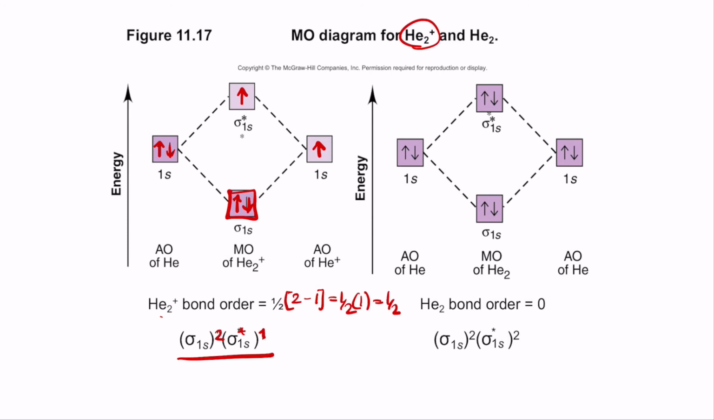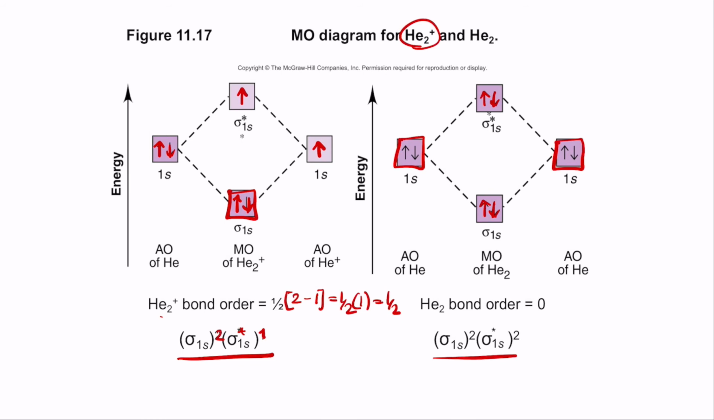When you write the same for helium, we have 2 electrons on each of them, and when both of them bond together, you first fill the lower energy and then go to the higher energy. So we write it as sigma 1s squared and sigma 1s star squared.